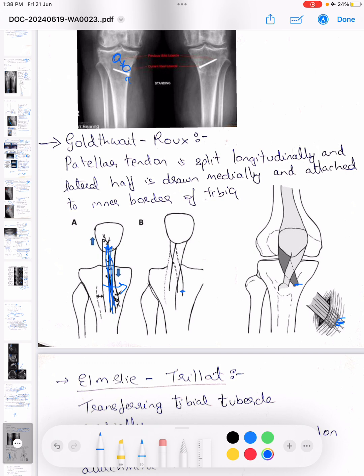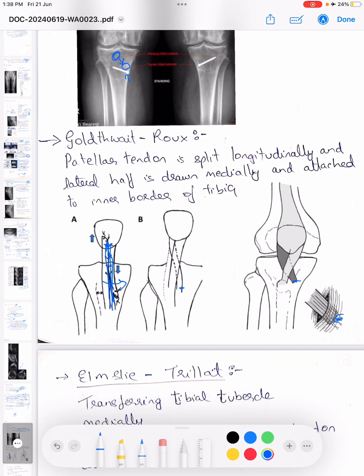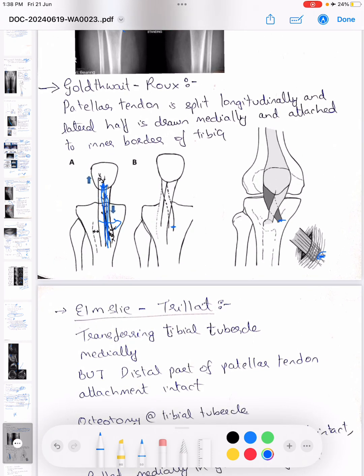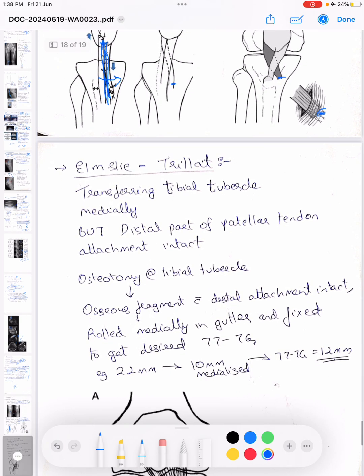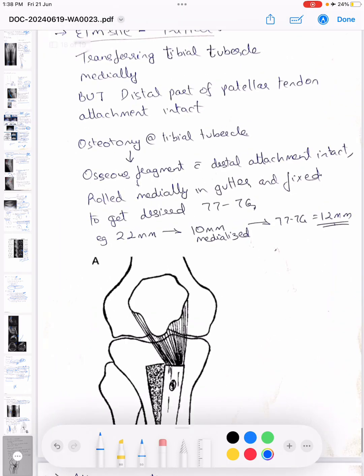So our plan, our concept, was to shift the extensor apparatus more medially, so that we don't get another episode of dislocation of the patella. So this is the Goldthwait-Roux surgery, in which the patellar tendon is split longitudinally and the lateral half is drawn medially and attached to the inner border of the tibia. Am I making sense? Now, the next surgery is very interesting.